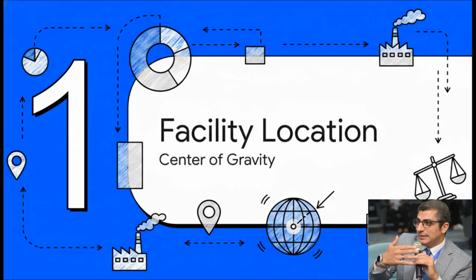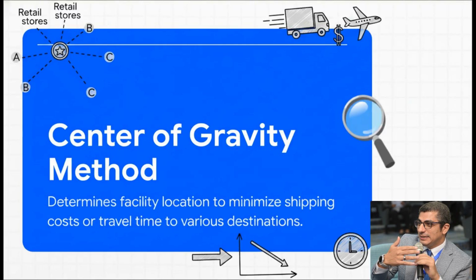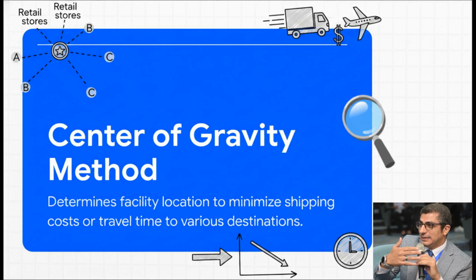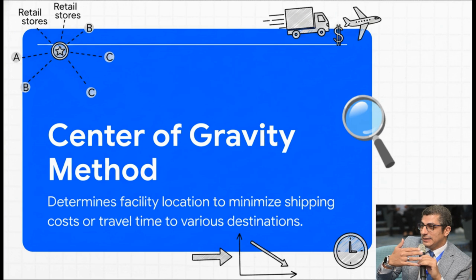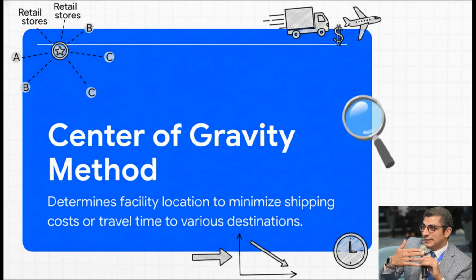Okay, let's kick things off with sections 1 and 2, the facility location problem and the center of gravity concept. So what exactly is the center of gravity method? Well, it's a mathematical approach we use to determine the exact location of a facility so that it minimizes overall shipping costs or travel time to various destinations. In the real world, companies use this constantly for location planning when setting up distribution centers. Like if you're building a brand new hub to serve a regional cluster of retail stores, this is the exact tool you'd use to decide where to break ground.